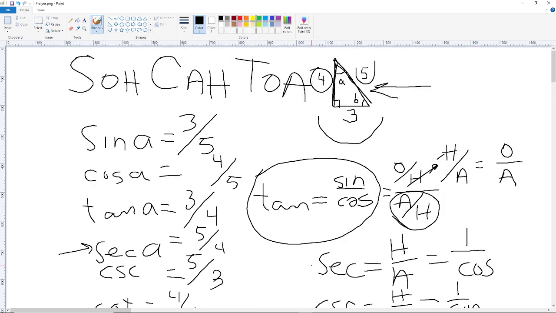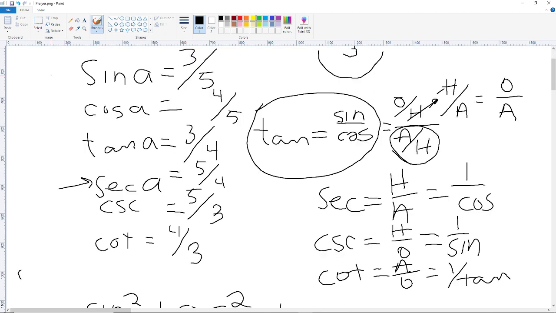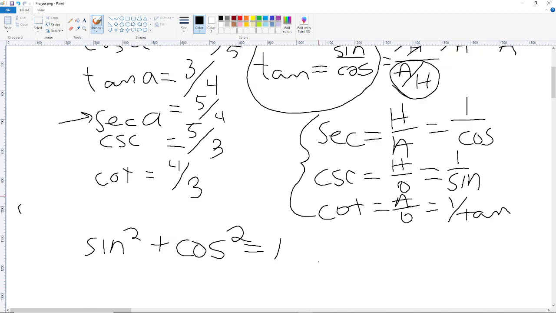Of course, all the trigonometric ratios. Sine is opposite over hypotenuse, cosine adjacent over hypotenuse, tangent opposite over adjacent. Secant is 1 over cosine, which is hypotenuse over adjacent. Cosecant is 1 over sine, hypotenuse over opposite. Cotangent is 1 over tangent, adjacent over opposite. And sine squared plus cosine squared equals 1. Sometimes it's written 1 minus cosine squared equals sine squared, or 1 minus sine squared equals cosine squared.